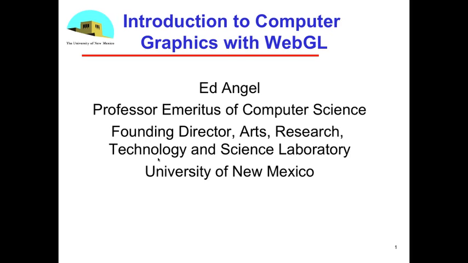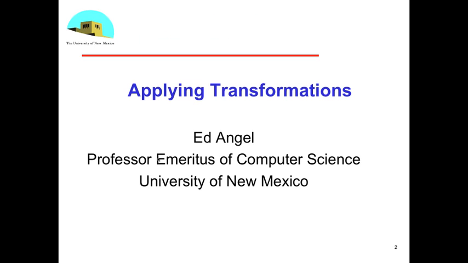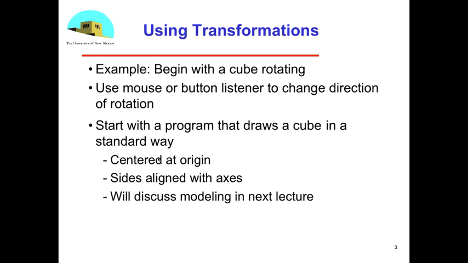Okay, to finish up this section, what I want to do is look a little bit at applying transformations to an example that we're going to be using over and over again, which is just a rotating cube. And next lecture we'll show how to use some modeling ideas to build up that cube. But let's assume we can do that, and what we're interested in now is using transformations to rotate it. So what we want to look at is a couple of different ways of doing that.